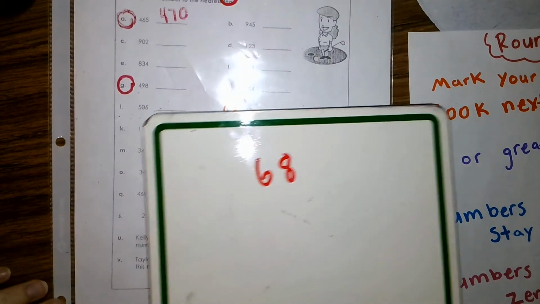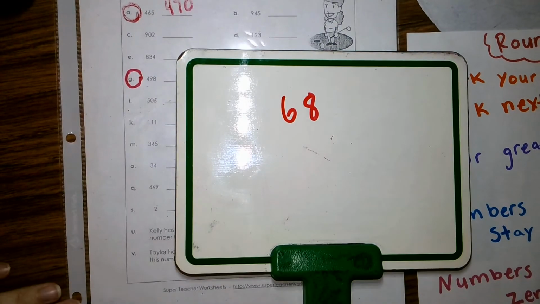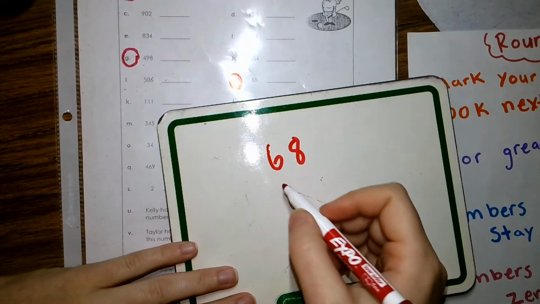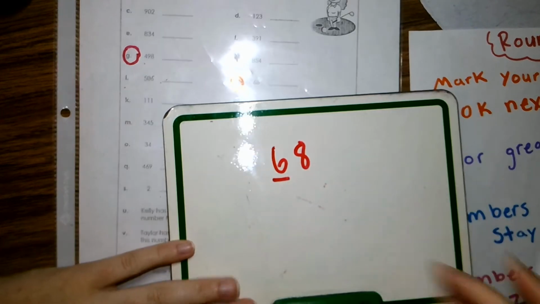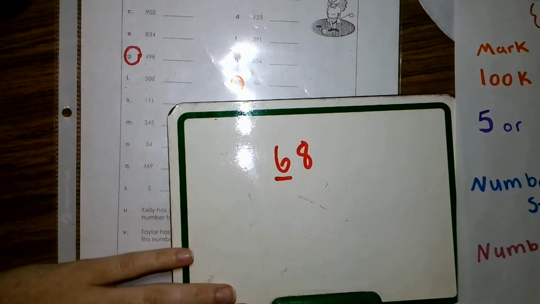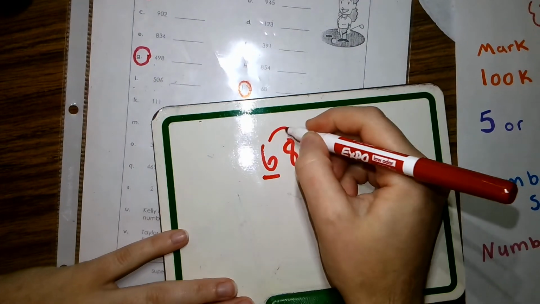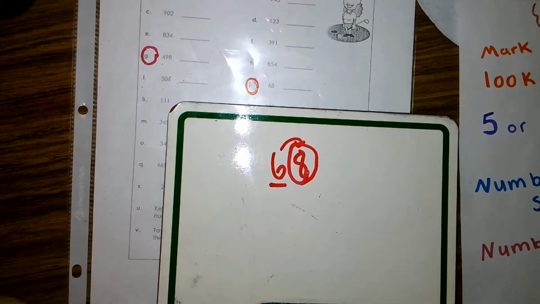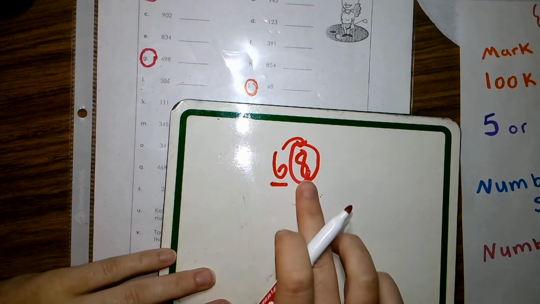Let's get the glare. 68. Okay? So we're going to mark our place, right? That's what it says. Mark your place, look next door. Looking next door is 8, so we're going to go ahead and circle 8 because that's the number that we're going to focus on.